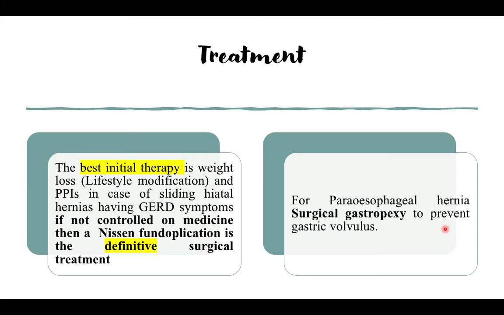Now for periesophageal hernia, surgical gastropexy to prevent gastric volvulus. So it's a definitive surgical treatment, and mostly periesophageal hernias require surgical intervention like gastropexy.